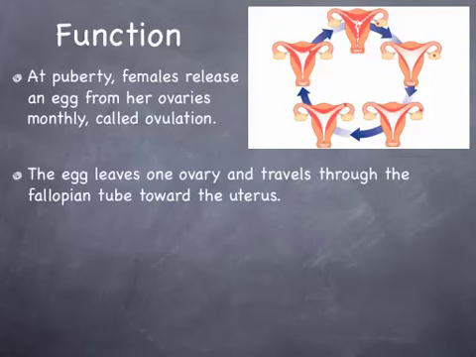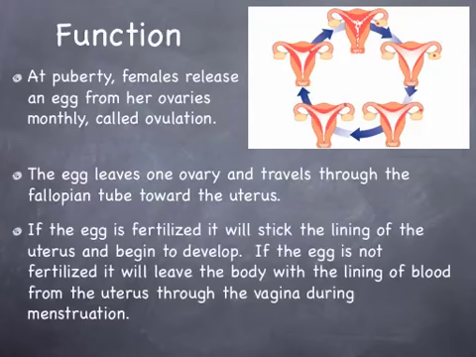So if you look at the picture again, the egg leaves the ovary and it travels through the fallopian tubes and to the uterus. If the egg is fertilized, so remember a fertilized egg is an egg that has met up with a sperm, then it will stick to the lining of the uterus and it'll begin to develop into a baby. If the egg is not fertilized, it will leave the body with the lining of the blood. And it'll leave the uterus through the vagina, and it will happen during menstruation. So the very top image is the egg leaving the body through menstruation.